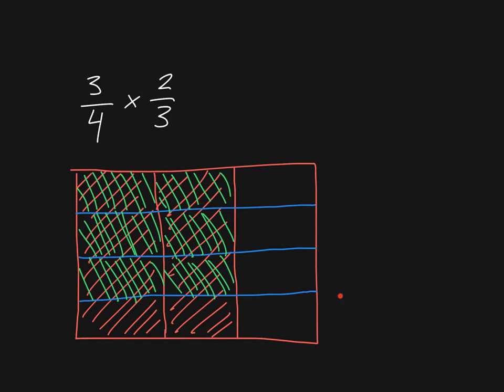And remember, since we broke our thirds into fourths, we had a new total of 12. So we had 12 parts in our whole, and 6 of them are being used. So 3/4 times 2/3, or 3/4 of 2/3, is 6/12. That can also be simplified as 3/6 or 1/2.